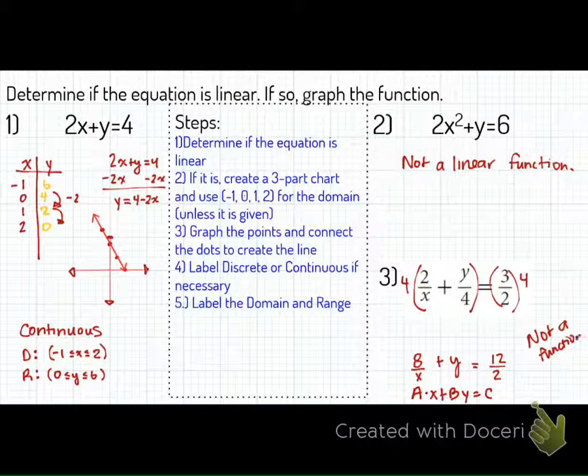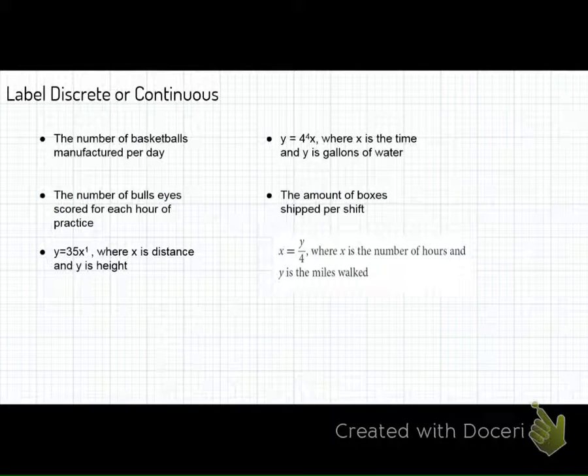Alright, so we've just done 1, 2, and 3. Let's keep going here. We're going to do a different kind of problem. Let's shift gears a little bit. Let's talk about discrete or continuous. Let's spend a moment here with our groups.